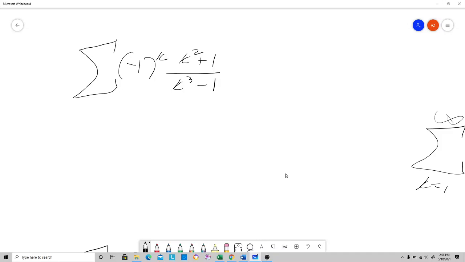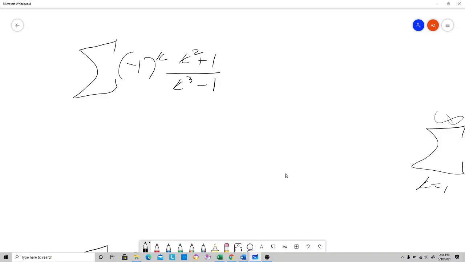Hello, my name is David, and I'll be going over three different alternating series test problems. With these problems, we want to say if it's absolutely converging, converging conditionally, or diverging. Okay, so let's start with this one.